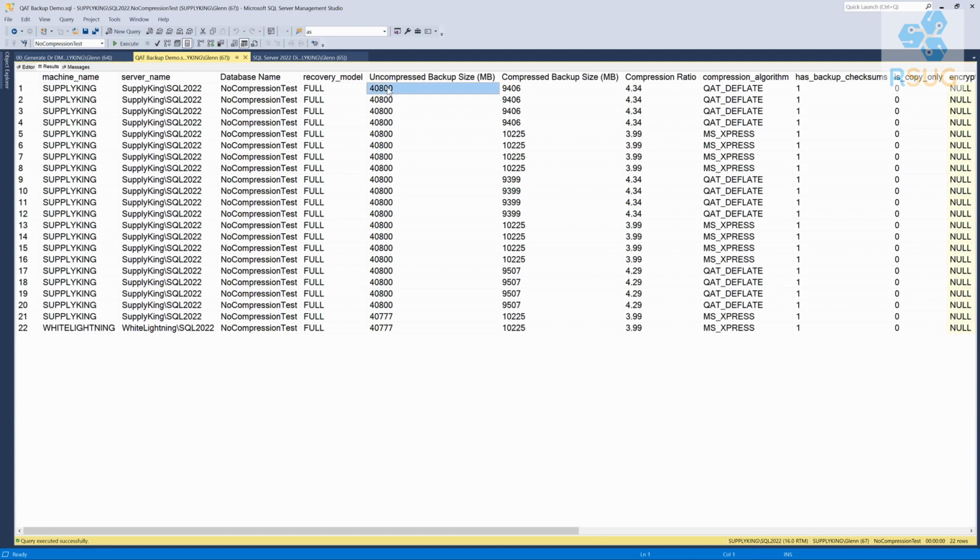So you can see the uncompressed size, and then the QAT backup compression is slightly smaller. You can see right here QAT deflate, and then here's MS Express. So this is a feature that works in SQL Server Standard Edition without any Intel hardware.